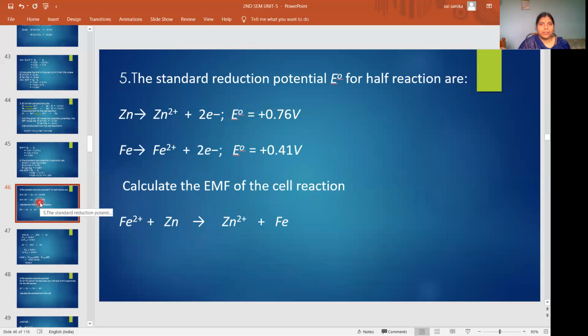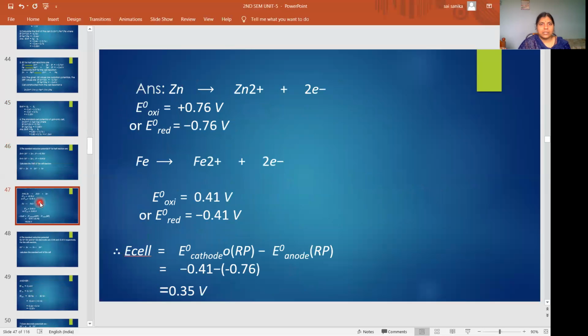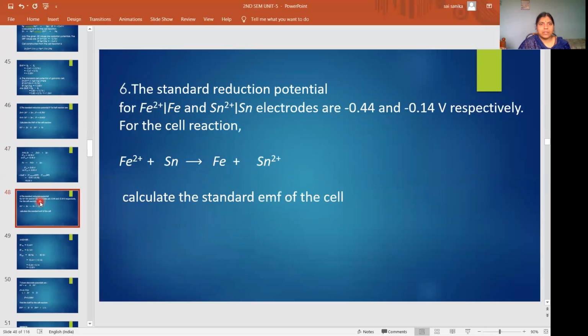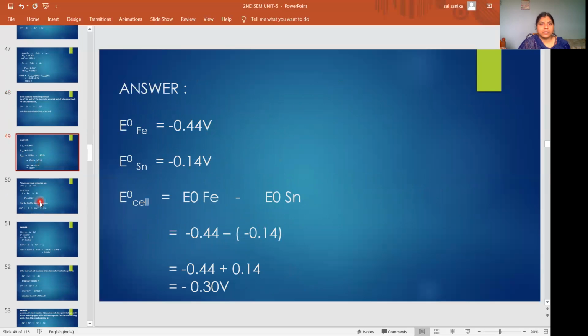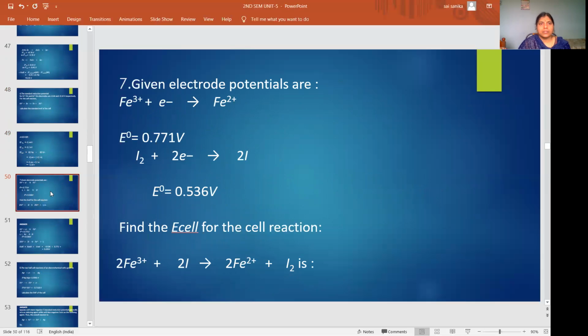Here is one problem where in the last class we made some mistake, so once again I will explain it. See here, the seventh problem. Given electrode potentials: Fe3+ plus electron gives Fe2+, E naught is 0.771 volts. Then I2 plus 2 electrons gives 2I minus, E naught is 0.536 volts. Find the E cell for the reaction.